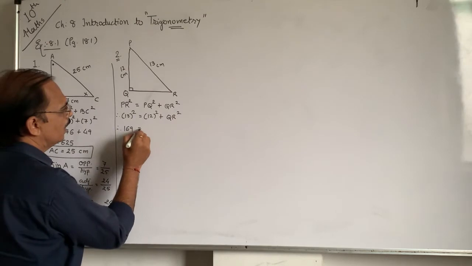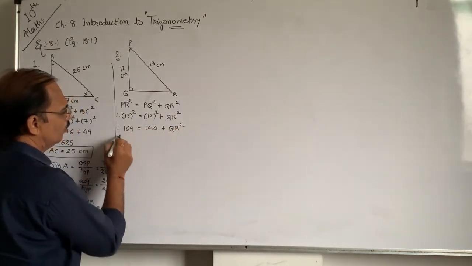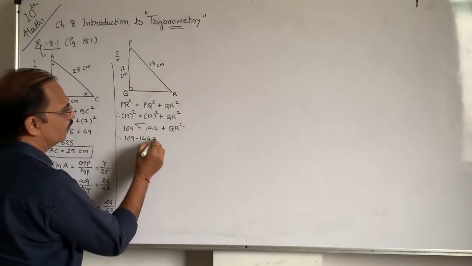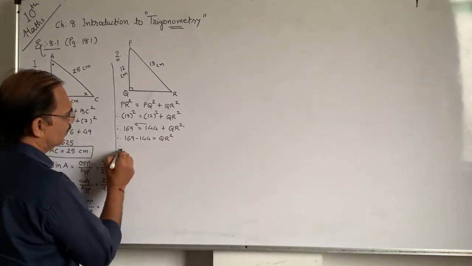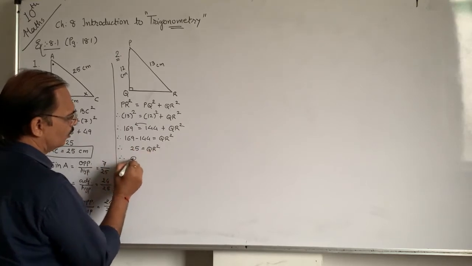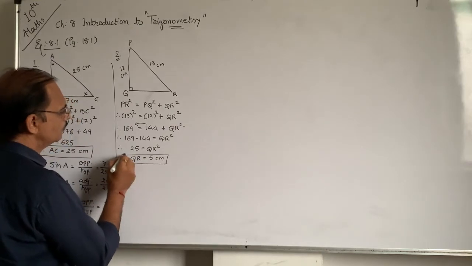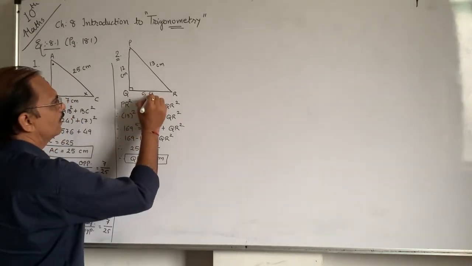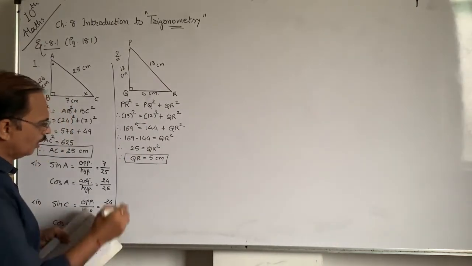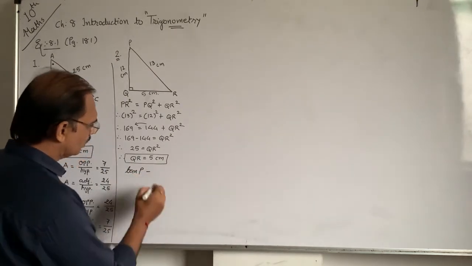13 square is 169, 12 square is 144, plus QR square. Taking 144 to the other side, it will be minus. 169 minus 144 equals QR square. So 25 equals QR square. Square root on the other side. So QR equals 5 centimeter. Now you have all three sides, so you can find easily. And the question is what? Find tan P minus cot R.